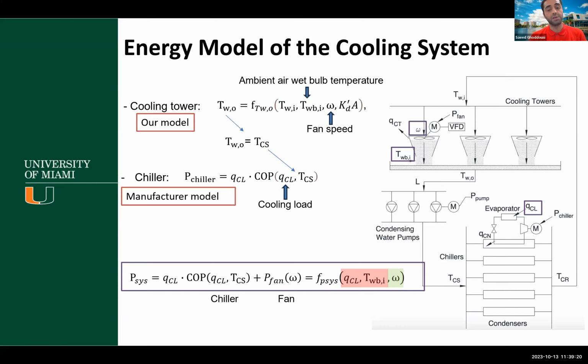It's good to notice here that we cannot control the cooling load. We cannot control the ambient air wet bulb temperature. These are independent variables in our system. But we can control the fan speed of the cooling tower, and we are going to optimize this fan speed to minimize the energy usage of the cooling system.